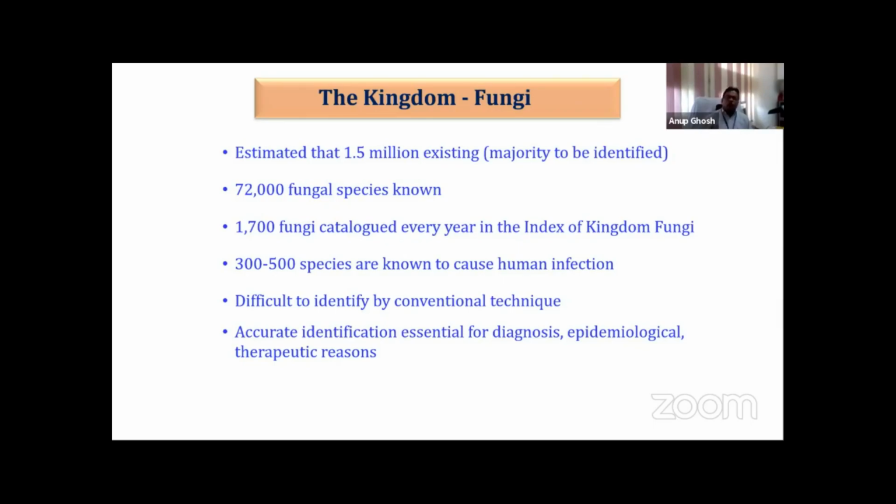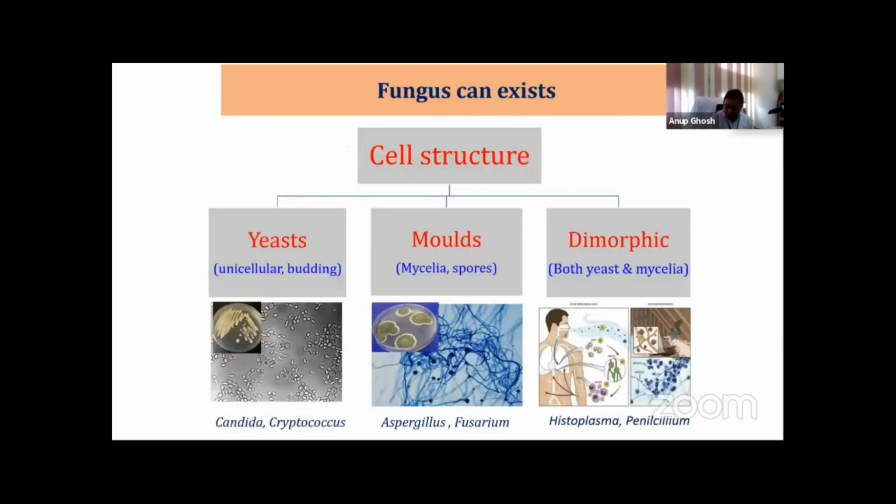So in that case, whatever the conventional method or the diagnosis procedure, we have to update. So there we need some better method for the identification or diagnosis. Now, in case of fungi, we know that fungus can exist in three forms. One is yeast. You know that Candida, Cryptococcus are the examples. Molds like Aspergillus, Fusarium, and some of the fungi can be either form, and they are called dimorphic. The best examples are Histoplasma, Penicillium, or Sporothrix.